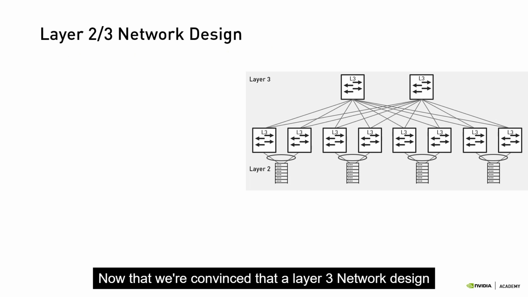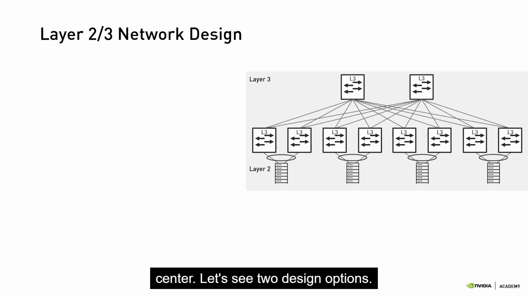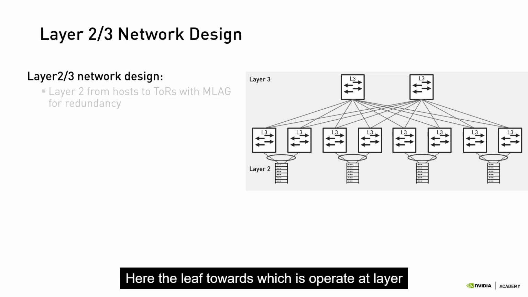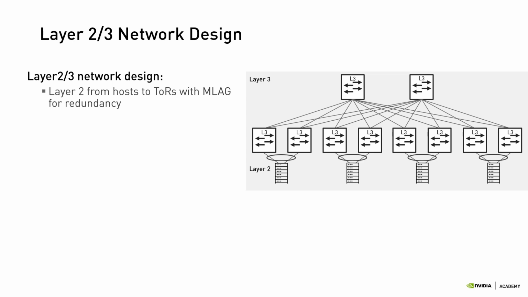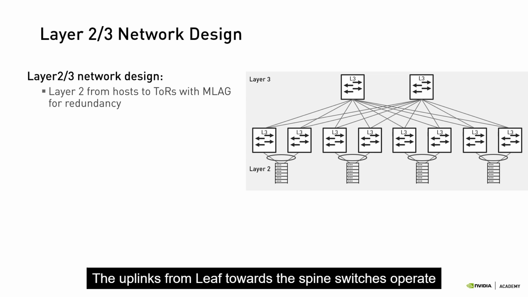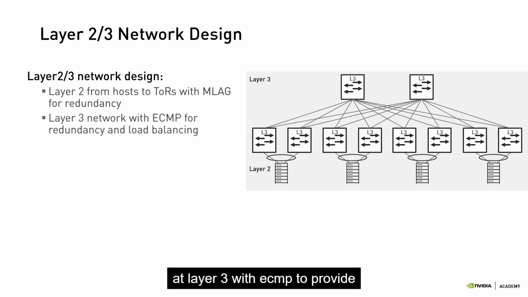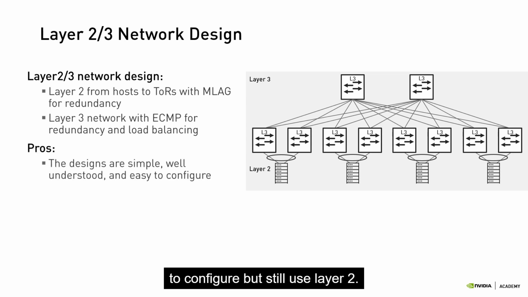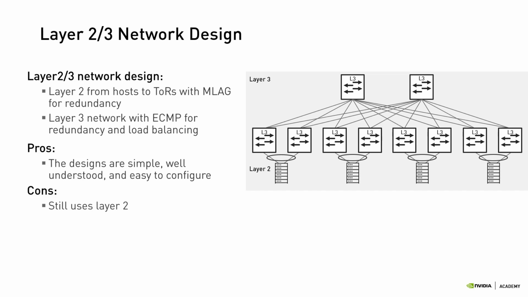Now that we're convinced that a Layer 3 network design is more suitable for our high-demanding scaled-up modern data center, let's see two design options. The first one would be a combined Layer 2, Layer 3 design. Here, the leaf, Tor switches, operate at Layer 2 towards the nodes with MLAG for redundancy. The uplinks from leaf towards the spine switches operate at Layer 3 with ECMP to provide scalability, redundancy, and load balancing. These designs are simple, well understood, and easy to configure, but still use Layer 2.